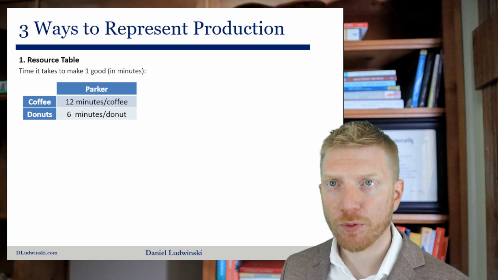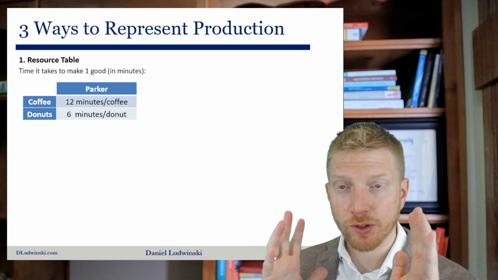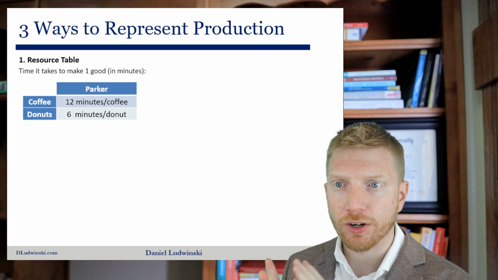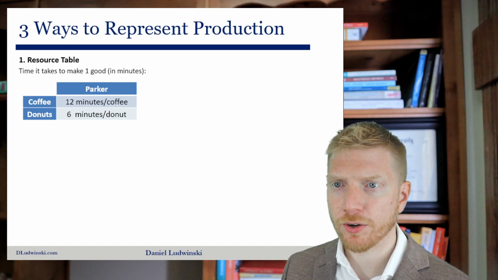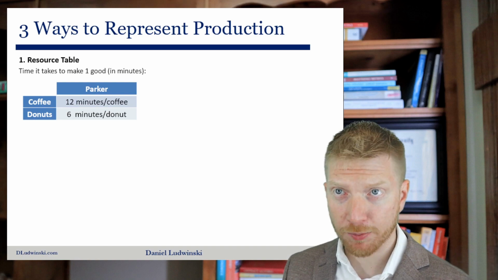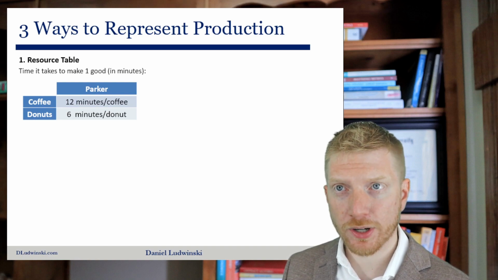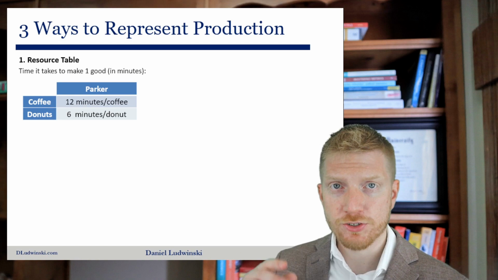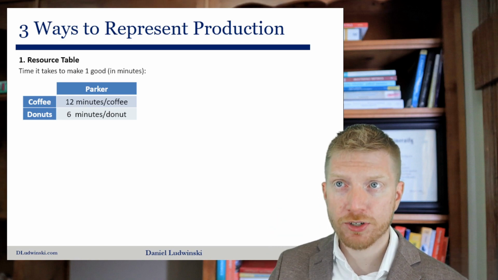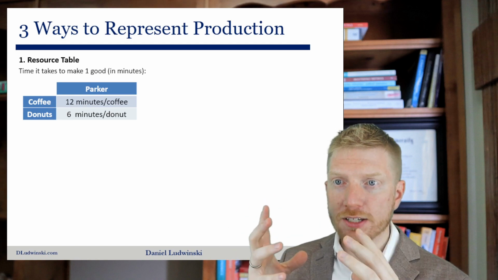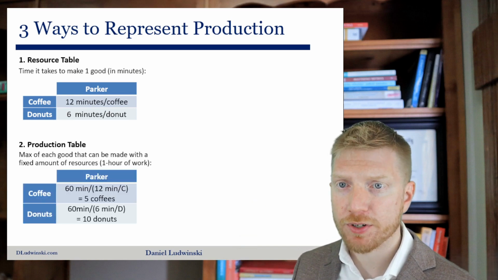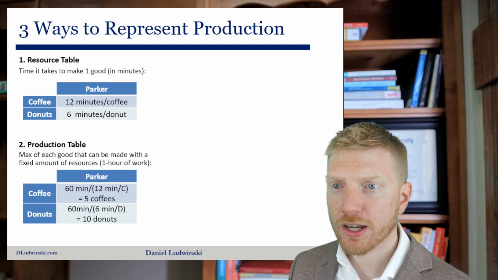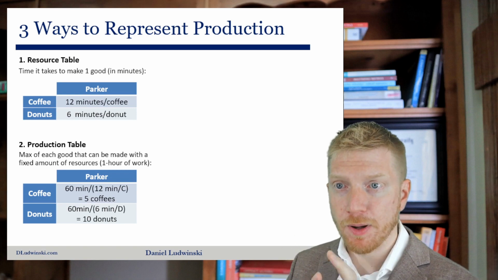So the first one, the resource table, here's an example of it. The goods that I'm going to use in this beginning section are coffee and donuts. And so we have Parker here who can make a cup of coffee in 12 minutes and a donut in 6 minutes. Right? And so this table is saying how much time, resource, does it take to make 1 unit of the good.